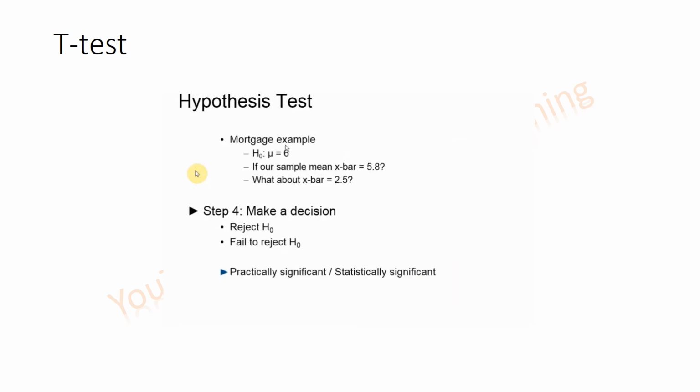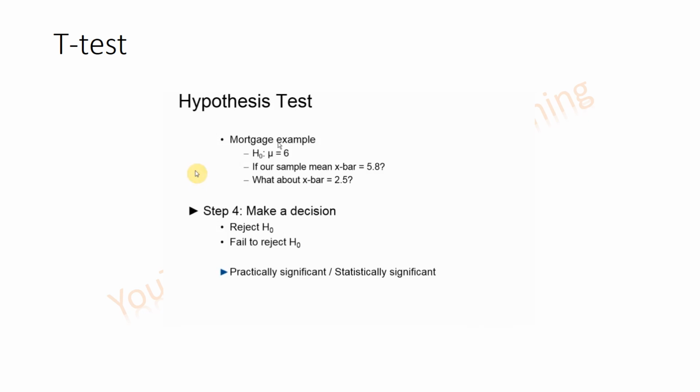Okay, so we go back to the mortgage example. My H0 is going to be mu equal to 6. And what if you pick up some samples, average is 5.8? What do you think? Should I support H0 or should I support H1? What if the sample mean is 2.5? You say we have a different curve or we still follow a 6-hour curve?